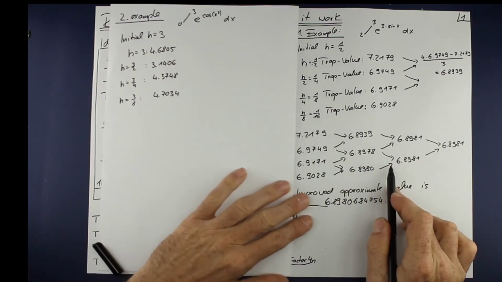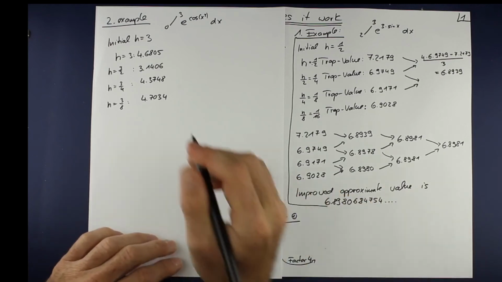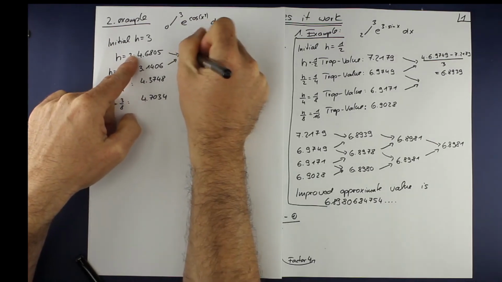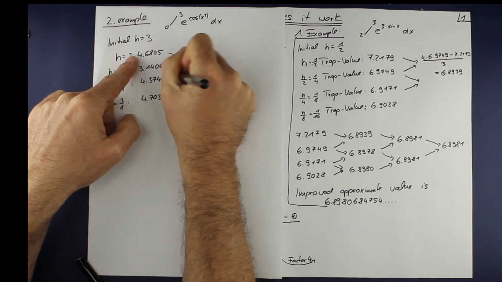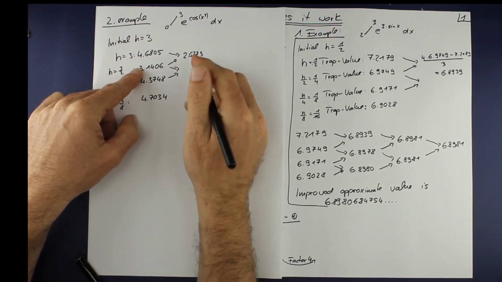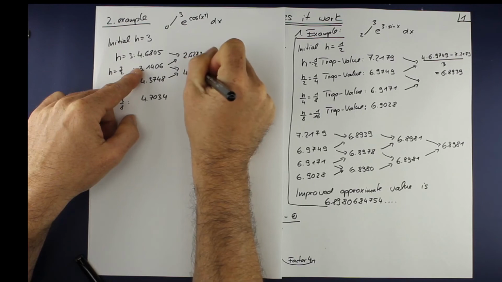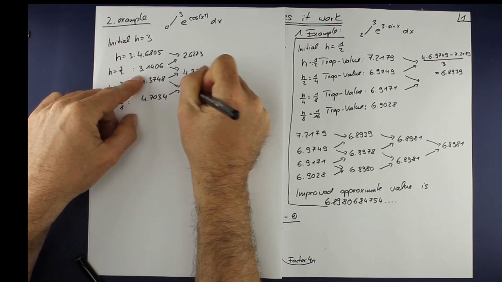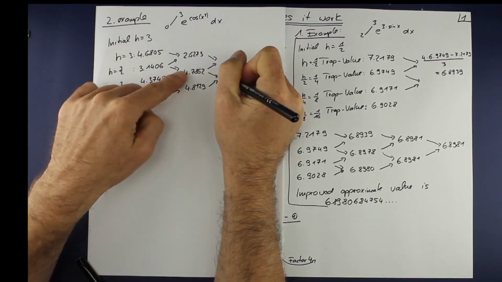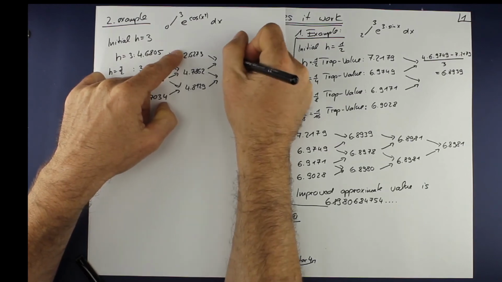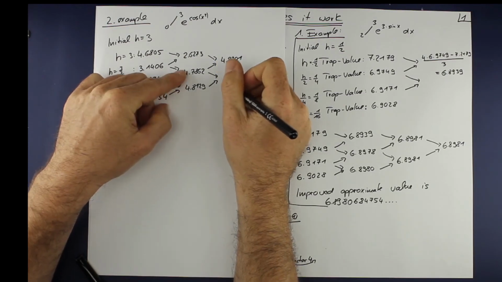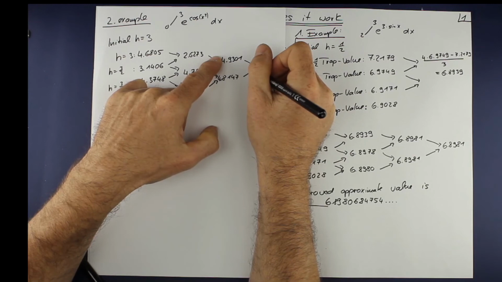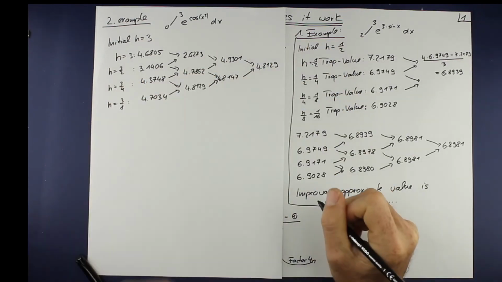Now let's do that job. Stop the video, do that by yourself. Okay, I hope you did. And then 4 times that minus that, 2.6273. 4 times that minus that divided by 3, 4.7862. 4 times that minus that divided by 3, 4.8129. 16 times that minus that divided by 15. 16 times that minus that divided by 15. And 64 times that minus that divided by 63. And we get that value.